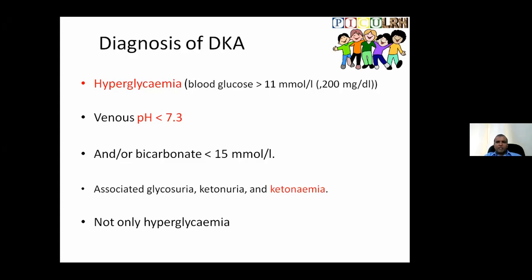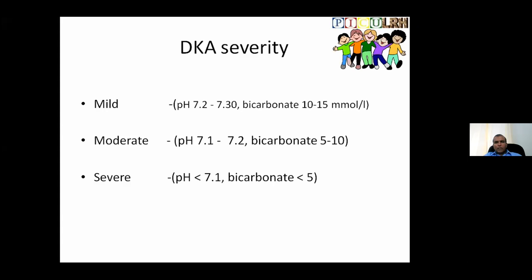Diabetes means sugar should be more than 11 millimoles per liter or more than 200 milligrams per deciliter. Then ketonemia should be there. This is not ketonuria. And pH should be low, so venous pH below 7.3, which we think of as acidosis. Going by the bicarbonate, it should be less than 15. So 3 things are needed to diagnose DKA: diabetes, ketonemia, acidosis.